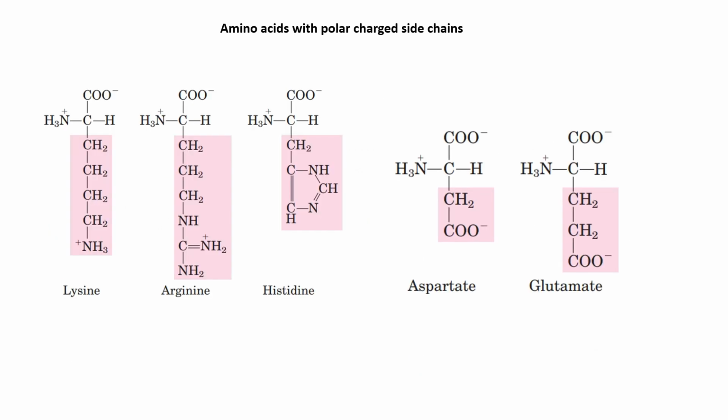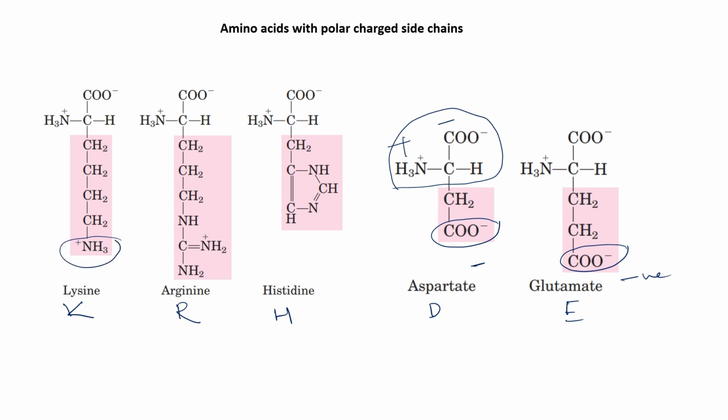Next is amino acids with polar charged side chains. So it includes lysine, arginine, histidine, aspartate and glutamate. These are the amino acids which are polar as well as charged. Why charged? Because in all the amino acids, this part is common: one positive and one negative. They cancel out each other. One extra negative, so these are negatively charged amino acids. Positive, positive, positive. So these three are positively charged amino acids. These two are negatively charged amino acids.